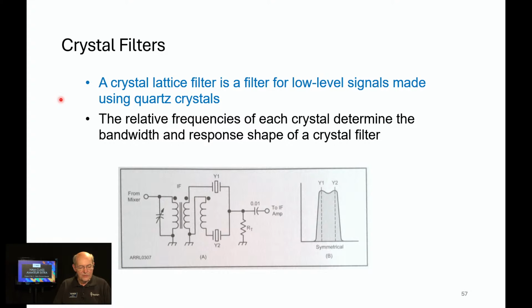A crystal lattice filter is a filter for low-level signals made using quartz crystal. So we've got something here called a half-lattice filter, shown below. But what's interesting about it, notice how steep the skirts are. Since we've got two crystals involved, they're peaked at slightly different frequencies, so we've got a fairly nice pass band between the skirts. So the crystals can't take a lot of power. You can't run a transmit watts through a crystal filter, for example. So it's low-level signals made using quartz crystals.